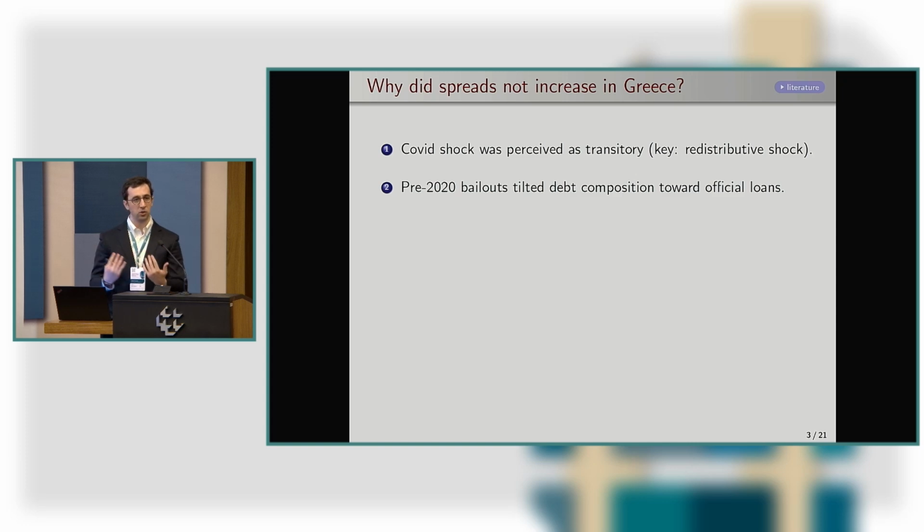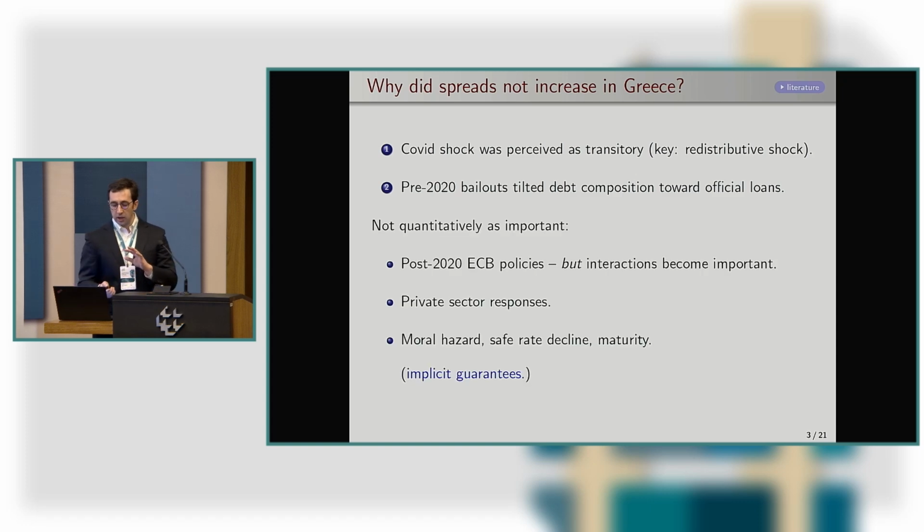And as those sustainable levels of debt fall, spreads rise. Spreads would rise. In Greece specifically, there's also this issue of the composition of debt in 2020 being tilted a little more towards official debt than is the historical norm. Things we find that weren't so important, but the first one I personally expected to be quite important, was post-2020 ECB policies, in particular the Pandemic Emergency Purchase Program.